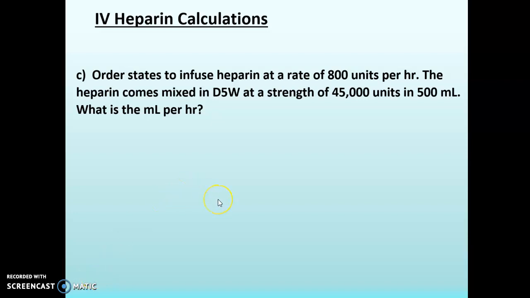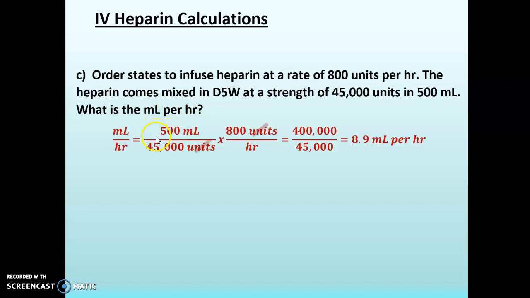Okay, these two are going to be backwards from the previous two. This one is going to give us the units per hour and how many units are in the milliliters, but we need to figure out what our milliliter per hour is. So the desired answer is milliliter per hour, which means we need milliliters at the top of the first fraction. The piece that talks about milliliters is this: 500 milliliters contains 45,000 units. So pair those up.